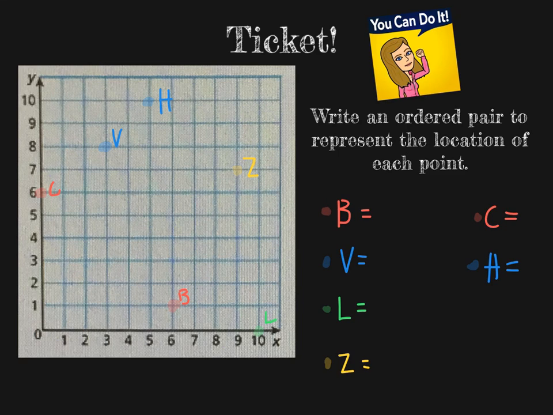All right, 4th graders, on your ticket today, I've placed a few points on a coordinate plane for you, C, V, H, Z, B, and L, and I'd like you to write the ordered pair that represents the location of each of these points. Remember that your ordered pair needs to be written with the x coordinate first, with a comma in between, the y coordinate second, and parentheses around the 2. Remember, you have to go in the building before you can go up.